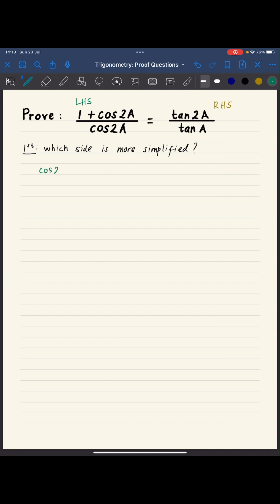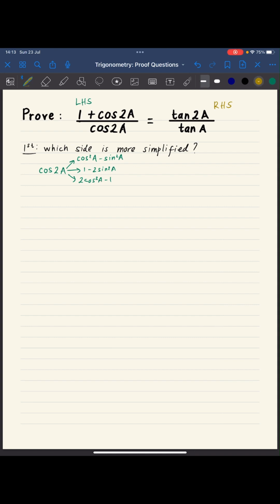Because cosine 2a has 3 permutations, or 3 ways in which it can exist, that's reason enough for us to say, hey, you know what? This one is quite difficult, or at least more complex than the right hand side. We know cosine 2a can exist as cosine squared a minus sine squared a. It can also exist as 1 minus 2 sine squared a, or in the last form, 2 cosine squared a minus 1. So it's a lot more complex than the right hand side.